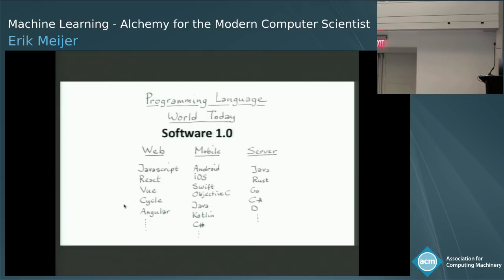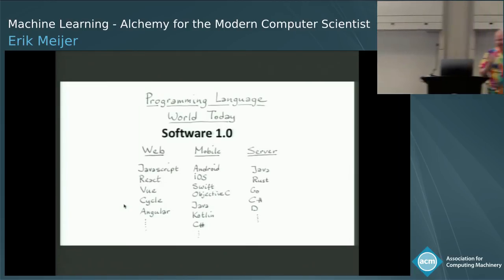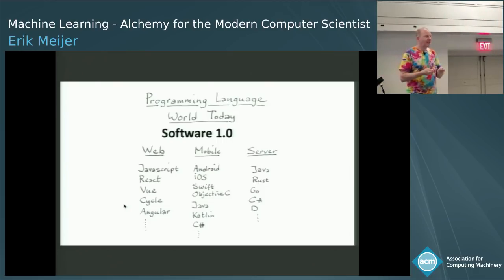And a lot of these modern languages like Rust and so on are really trying to fight the von Neumann bottleneck, but we cannot get rid of that.